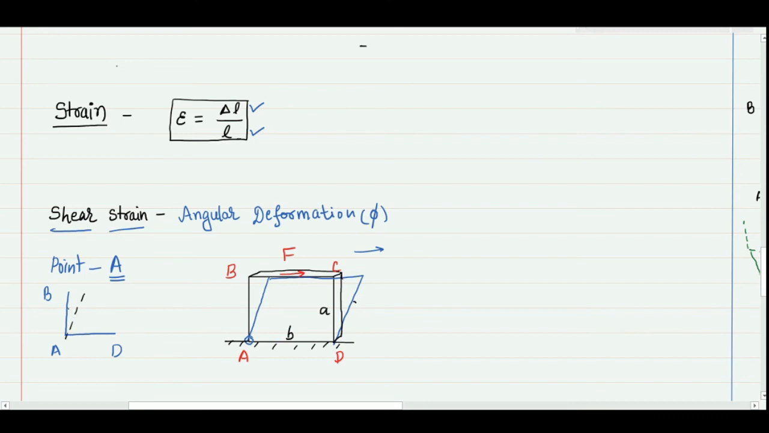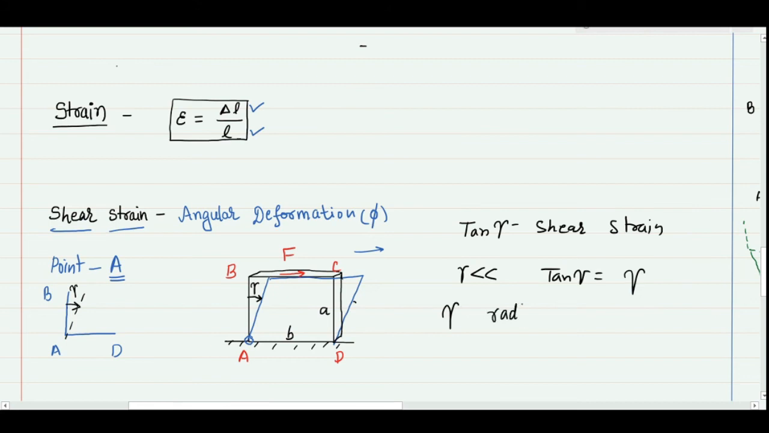So here, if the line AB is rotating or deforming angularly, I can define this angle gamma, which will give me an indication of shear strain. So here, this angle will define the shear strain. Actually, tan gamma is your shear strain, but I assume that gamma is very small, so tan gamma can be written as only gamma. So my shear strain will be defined by an angle gamma, and it will have the unit radian.